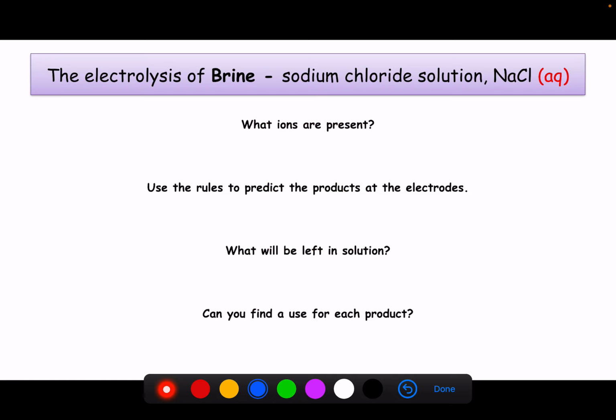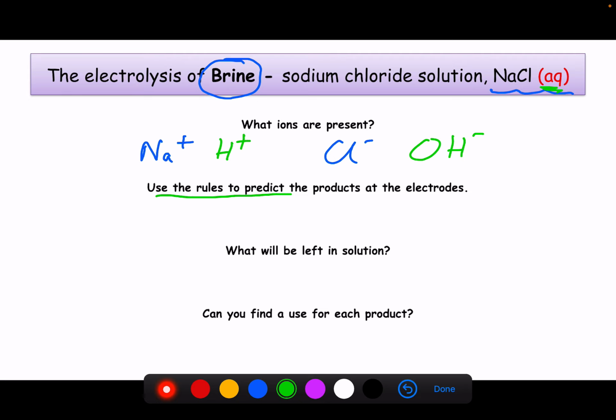Now, a really important example of the electrolysis of an aqueous solution occurs with the electrolysis of sodium chloride solution, commonly known as brine. It's just a different word that means sodium chloride solution. So here, what ions would be present? Well, I've got sodium chloride, therefore I'm going to have a sodium ion and a chloride ion. But we know because it's a solution, we'll always have hydrogen ions and hydroxide ions also.